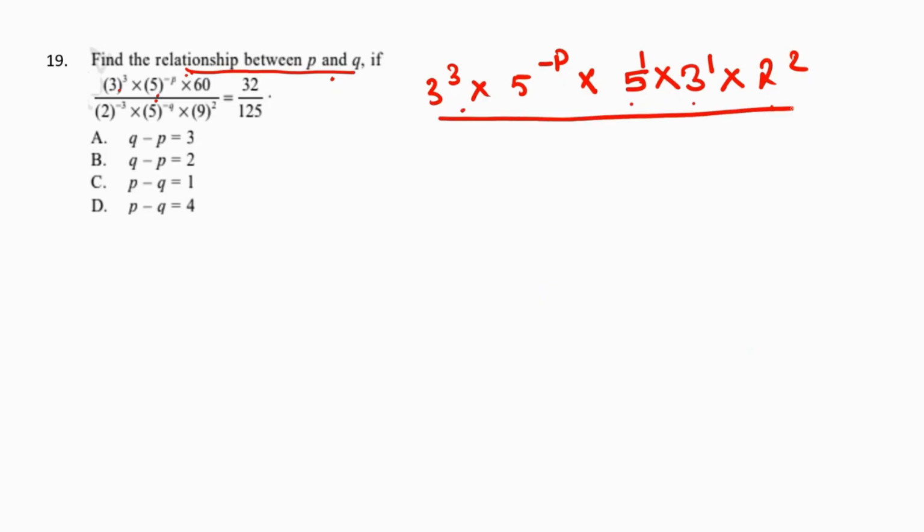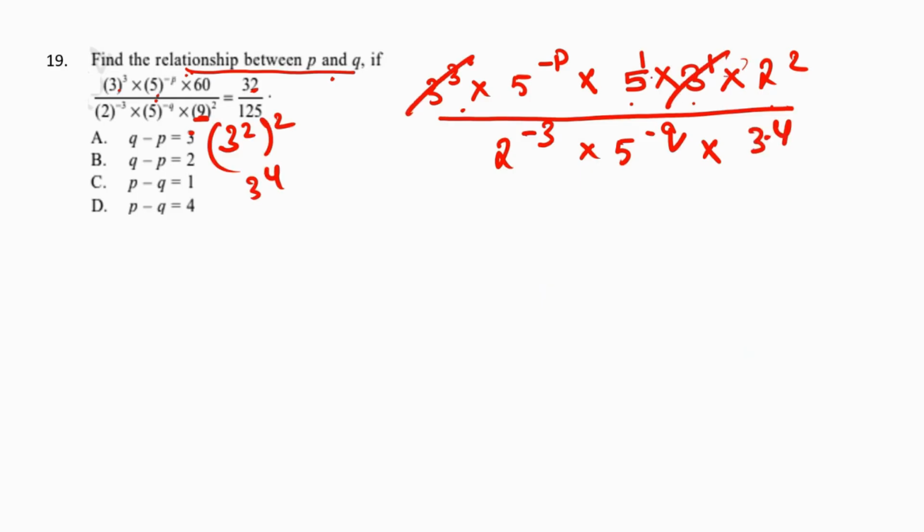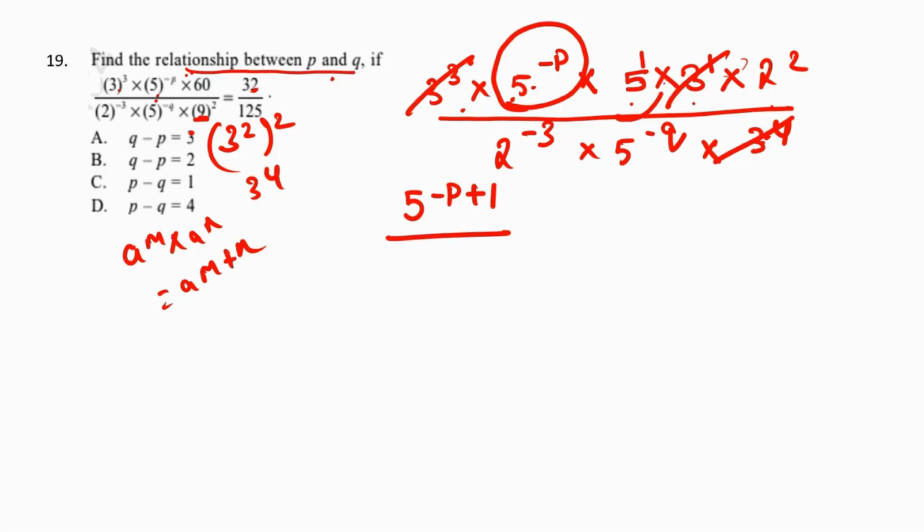Let's first solve the left-hand side, divided by 2 to the power minus 3 multiplied by 5 to the power minus q multiplied by 9. 9 can be further broken as 3 square whole square, which is 3 raised to 4 over here. Now 3 raised to 1 plus 1, that is 3 four times. So 3 four times cancels. What is left? 5 raised to minus p plus 1. Using the formula a to the power m multiplied by a to the power n is equal to a to the m plus n, 5 raised to minus p and 5 raised to 1 under multiplication would be 5 raised to minus p plus 1.